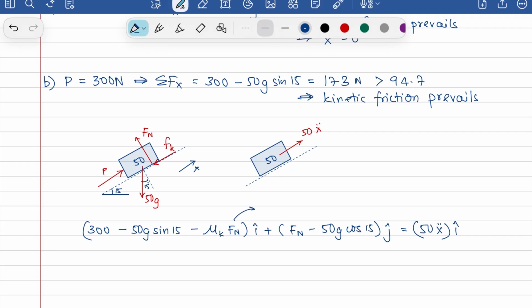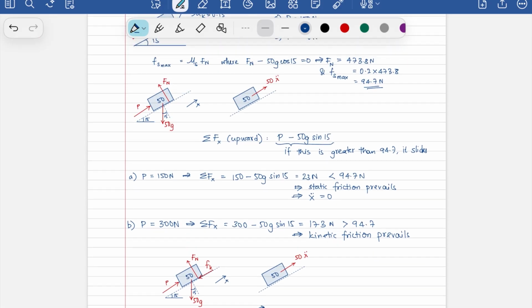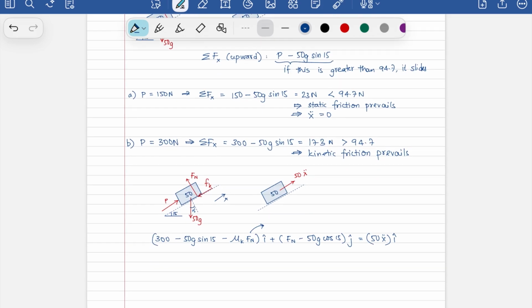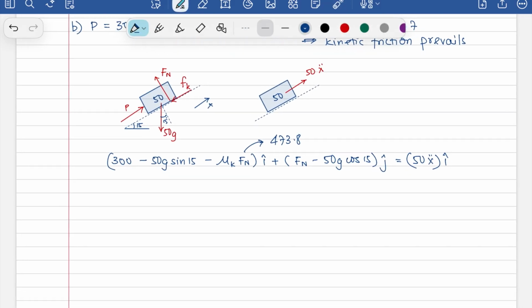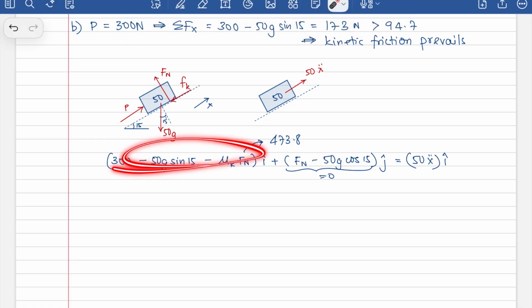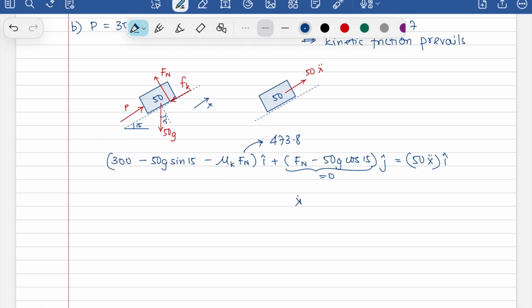We had actually found Fn earlier to be equal to 473.8 newtons, which was obtained by setting this equal to 0. And from this, you can then obtain your x double dot. This here is equal to 0. 50 x double dot is equal to this entire thing here. You should obtain x double dot is equal to 2.04 i hat meters per second squared.